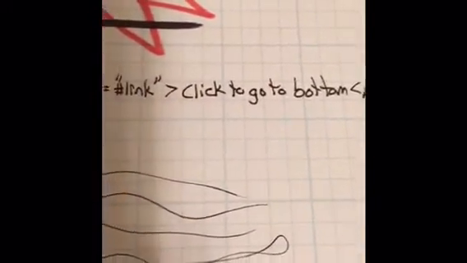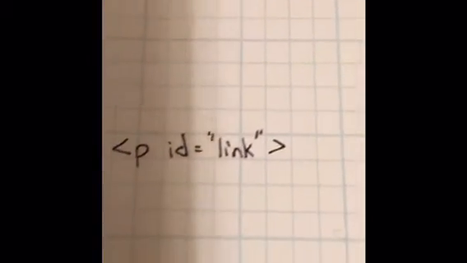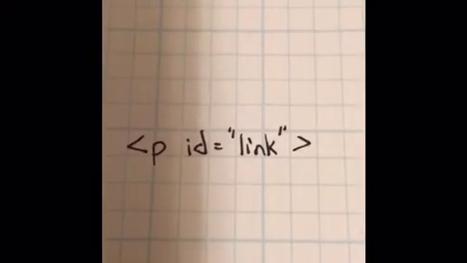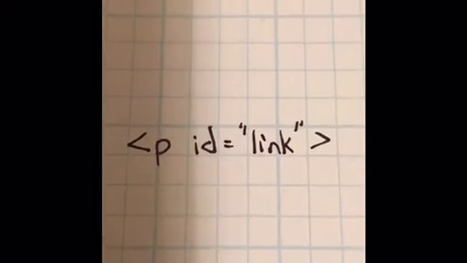And what that will do is make this part clickable. So I put click to go to the bottom. So if the user clicks that, it will bring them down the page to the ID that said link. So down here I made a paragraph and I set the ID equal to link.